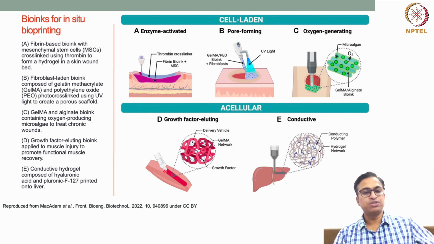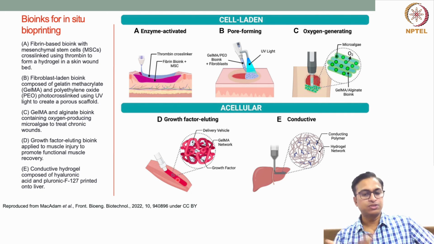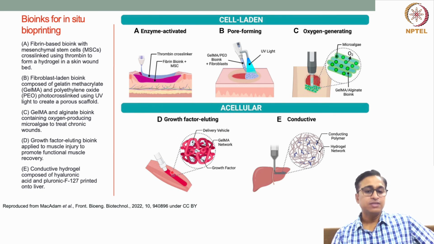In this case, they have shown the possibility for muscle tissue. For muscle tissue, a specific type of bioink can be incorporated and employed here, and that can lead to better functional muscle recovery. So this is one such example where this particular type of growth factor eluting bioink can be employed.